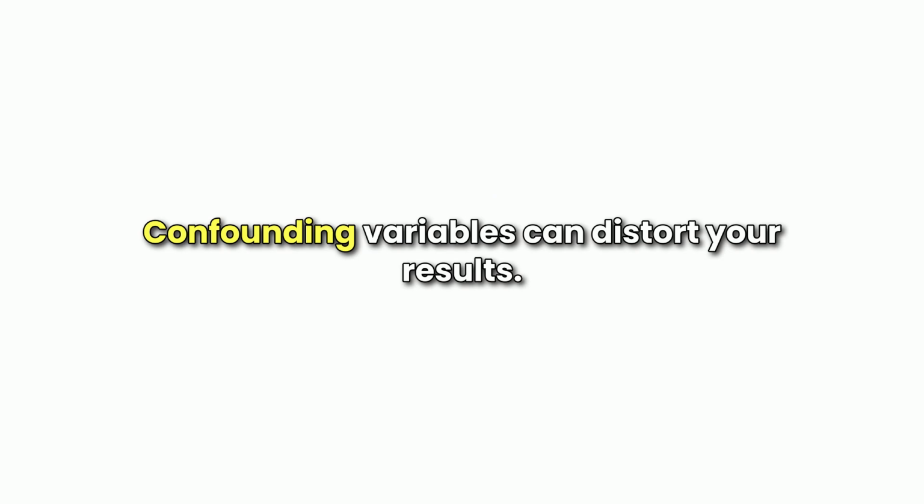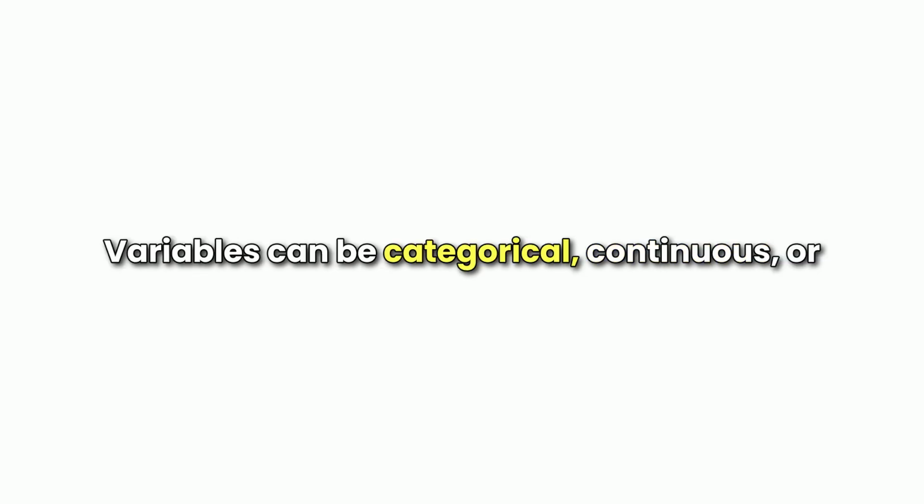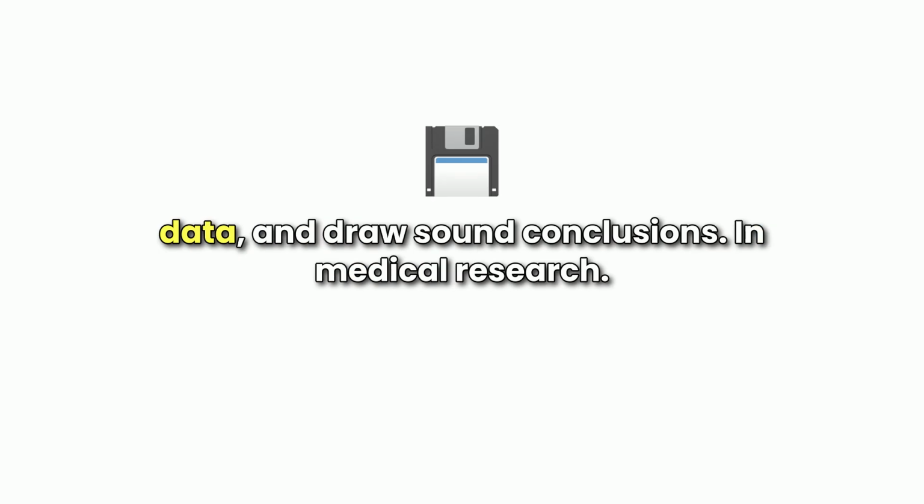Dependent variables are what you measure. Confounding variables can distort your results. Control variables are held constant. Variables can be categorical, continuous, discrete, binary, moderators, or mediators. Understanding these types of variables helps researchers design studies, analyze data, and draw sound conclusions in medical research.